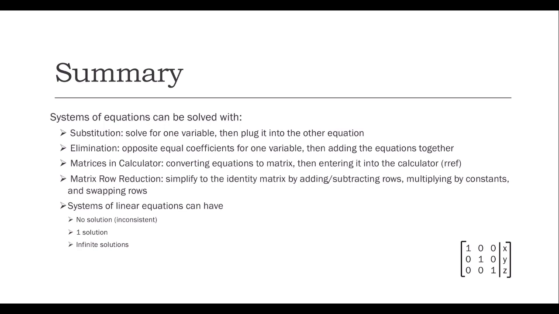And finally, for matrix row reduction, you'll simplify to the identity matrix, as shown in this bottom corner, by adding or subtracting rows, multiplying by constants, and swapping rows. Finally, your system of linear equations can have no solution, in which case it's called inconsistent. It can have one solution, or it can have an infinite number of solutions.